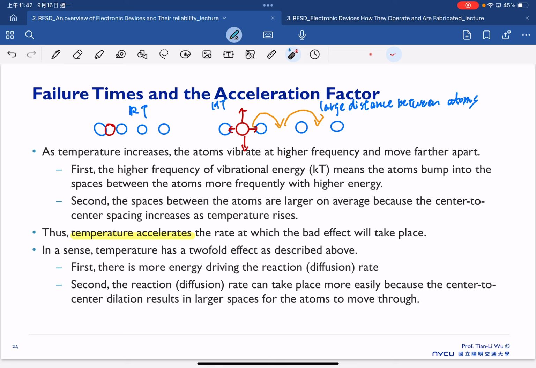In a sense, temperature has a twofold effect as described above. The first is that there is more energy driving the reaction or diffusion rate. And secondly, the reaction or diffusion will take place more easily because of the larger atom to atom space here. So that's why high temperature can easily cause faster failures, faster degradation.